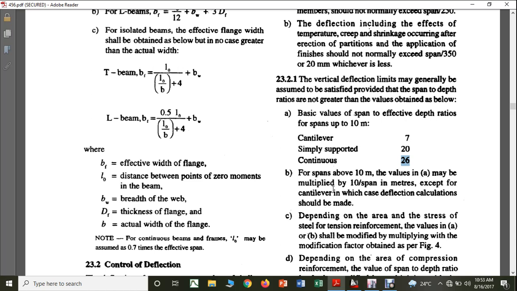In case the span is above 10 meter, these values 7, 20 and 26 have to be multiplied by 10 by span in meters, except for cantilever, in which case the deflection calculation should be made. Now in our problem we have only two kinds of beams. One is the cantilever beam and the other is the continuous beam. So nowhere can you expect a simply supported beam.